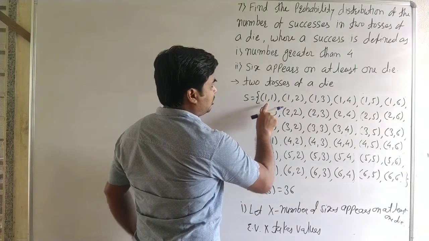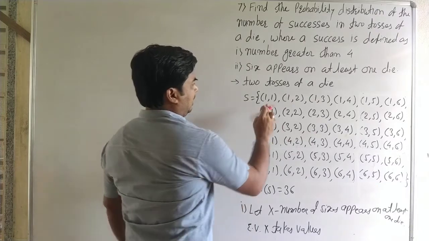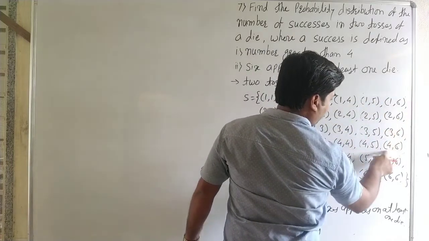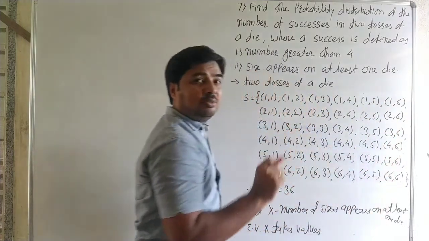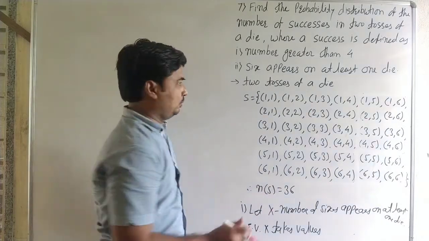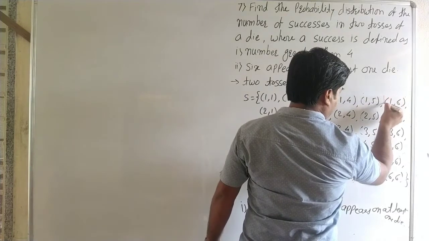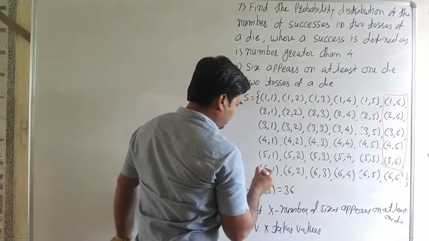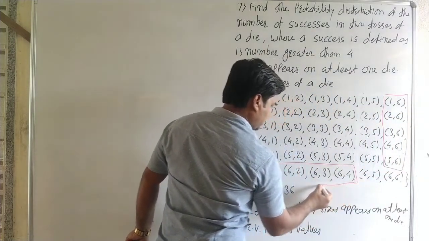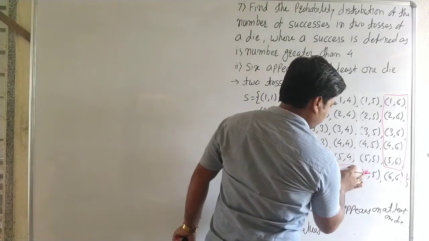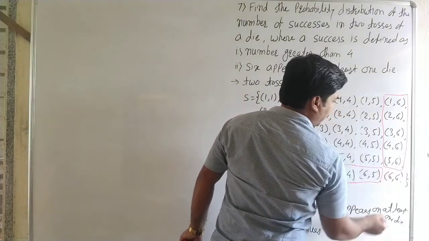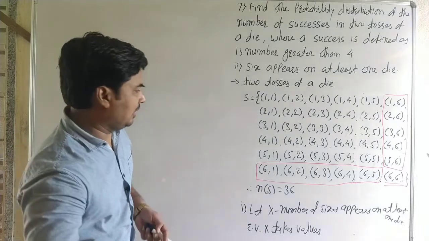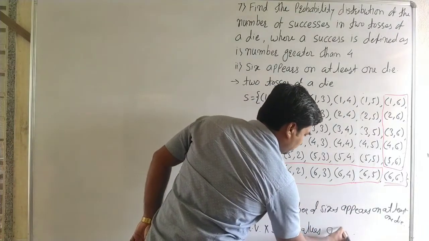Here in the first outcome there are 0 sixes. In these outcomes it is 0, but here it is 1 six, 1, 1, 1, 1, 1, and here 2. That means the random variable takes values 0, 1 and 2. In this last outcome there are two 6s. Now random variable X takes values 0, 1 and 2.